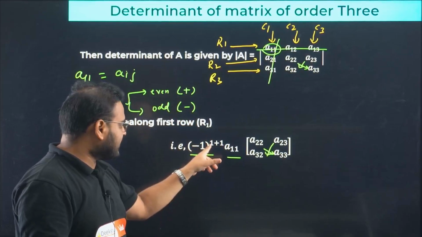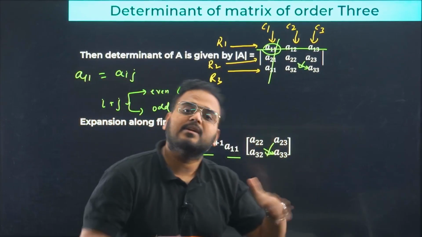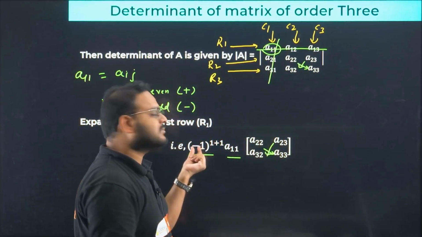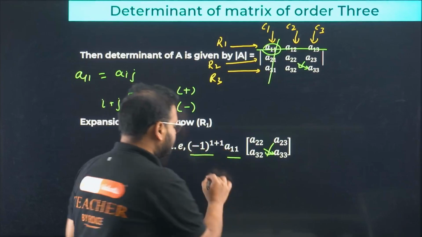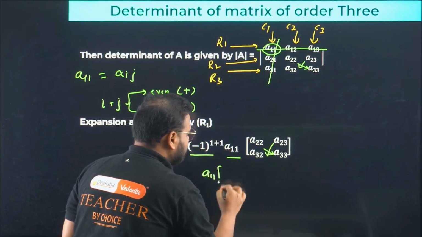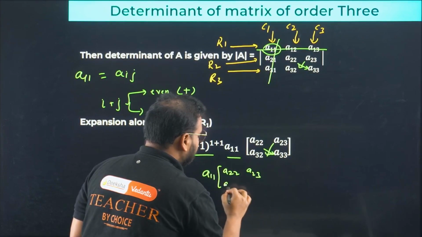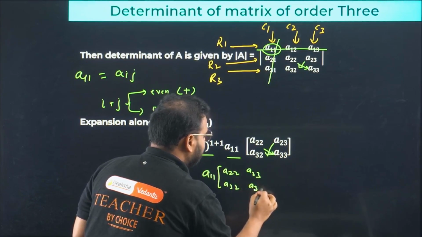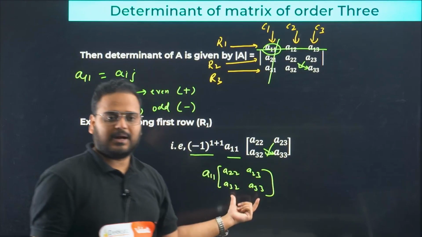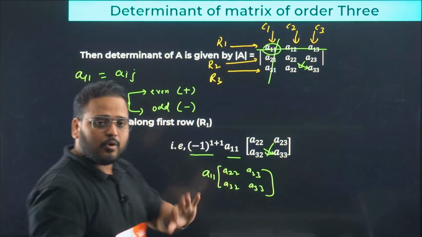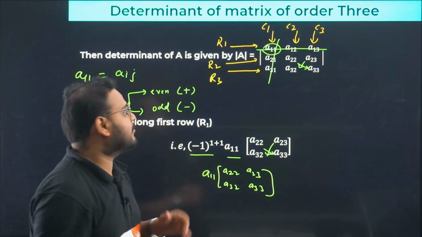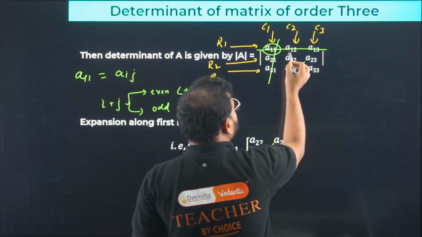Okay, in this case, check here, 1 plus 1, odd or even? It's even, of course, so it becomes plus 1. The answer will be simply A11 times the same matrix repeated, A22, A23, A32 and A33, and you know very well how to multiply them, right? So is this over, sir? Is this the value of the determinant? Of course not, we have to do more, right? So what is that second element now?